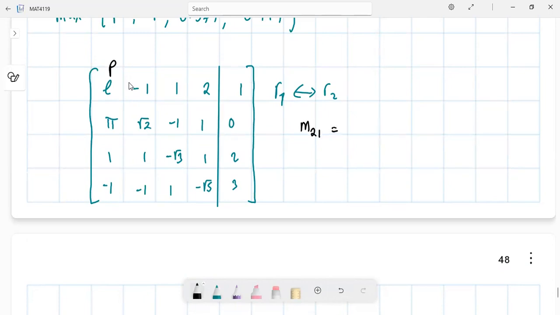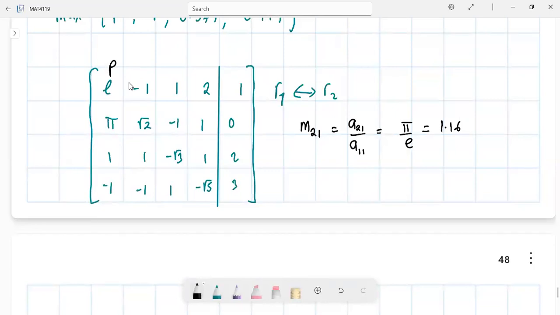M21 will be equal to that element itself, which is what? A21 divided by the element where the pivot is. And in this case, that is A11, right? The pivot element, of course. Okay, so what do we get there? That will be pi divided by E. So what do we get when we divide pi by E? I get about 1.16.